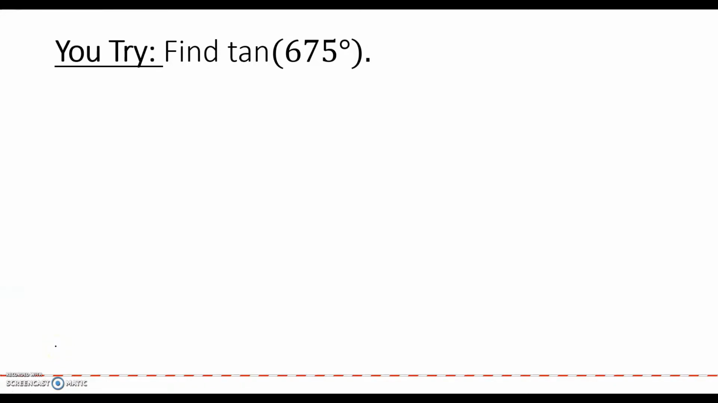Okay, so the first thing you should have done for this problem is find the coterminal angle to 675. That includes subtracting 360 to find an angle that's between 0 and 360 degrees. So if you subtract 360, you get 315 degrees. So your coterminal angle is 315 degrees. That means 675 and 315 share the same terminal side.